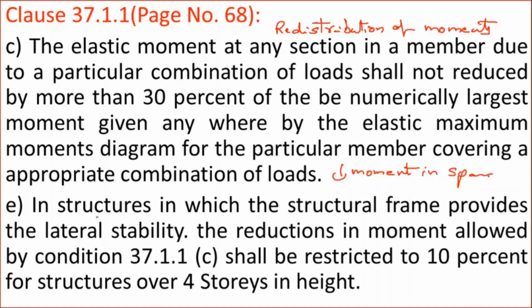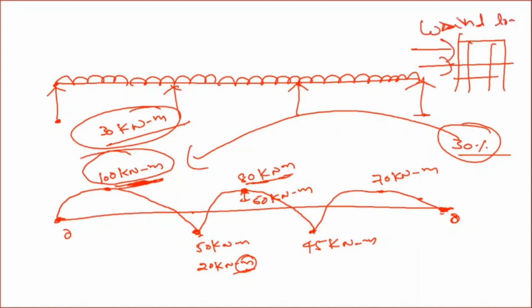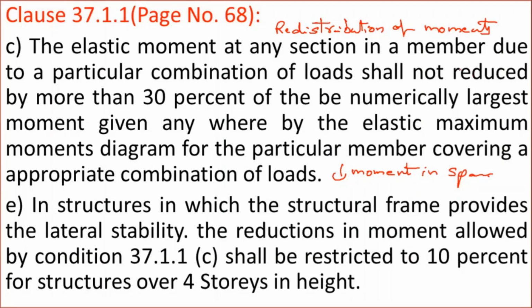Then next clause, in the structures in which the structural frame provides the lateral stability. Structural frame provides the lateral stability means the structure is designed in such a way that it resists the wind loads. So if the structure is resisting wind loads, the frame is providing lateral stability.